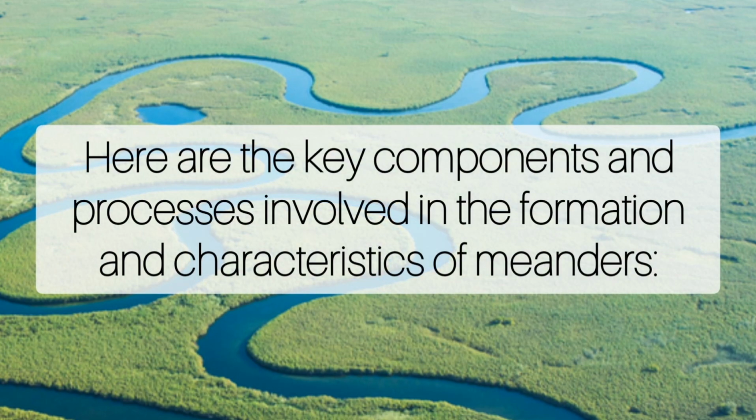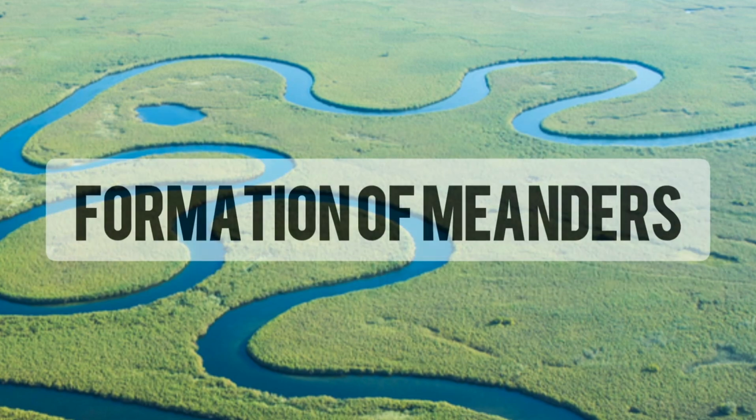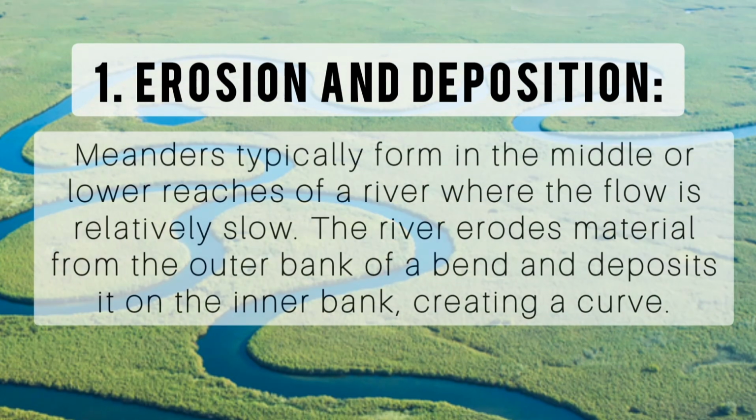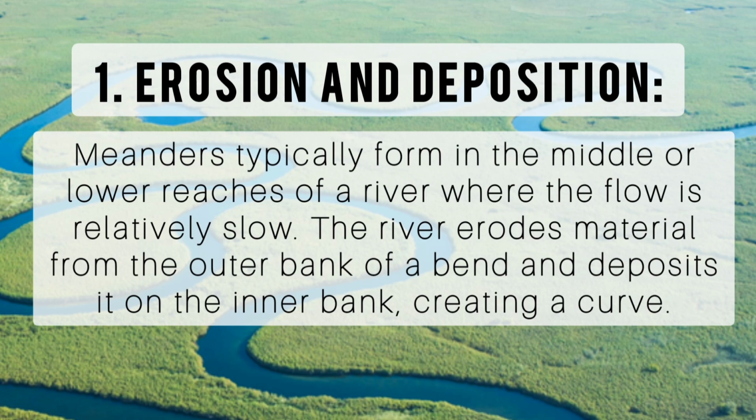Here are the key components and processes involved in the formation and characteristics of meanders. Formation of meanders. Erosion and deposition. Meanders typically form in the middle or lower reaches of a river where the flow is relatively slow. The river erodes material from the outer bank of a bend and deposits it on the inner bank, creating a curve.